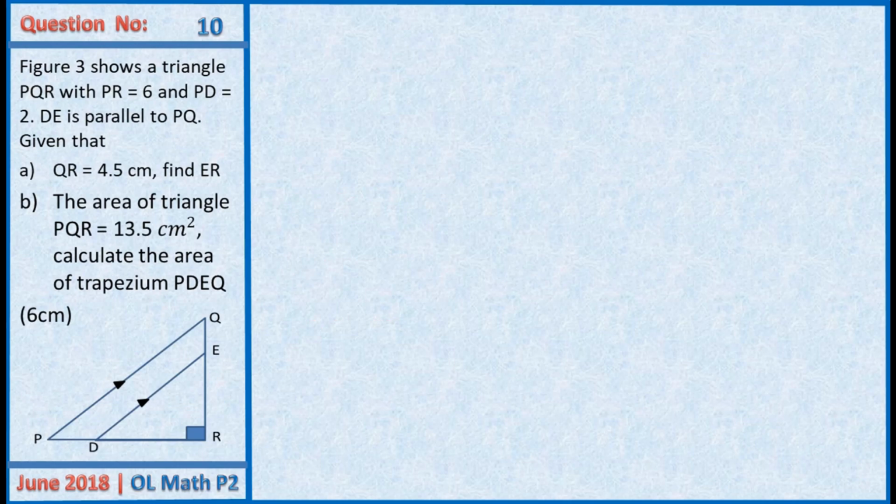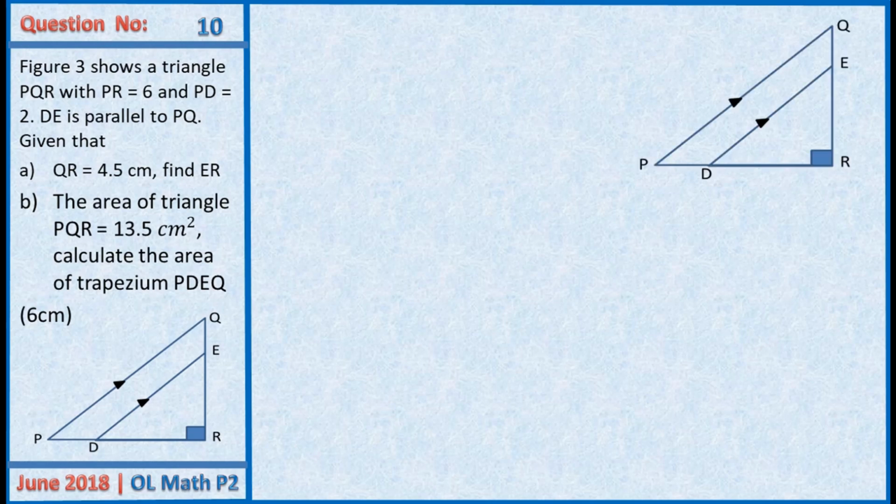Now question 9, figure 3 shows a triangle PQR with PR equals 6 centimeters, and we are being told that PD is equal to 2. DE is parallel to PQ. Given that QR is 4.5 centimeters, find the value of ER. So using similarity, we observe that the big triangle is an enlargement or a scalar multiple of the smaller one.